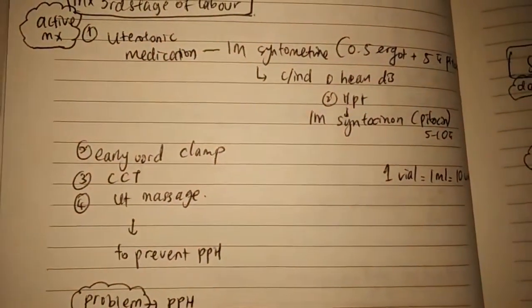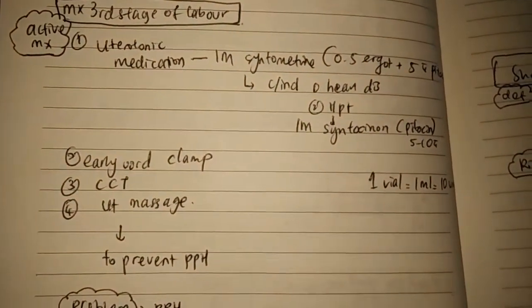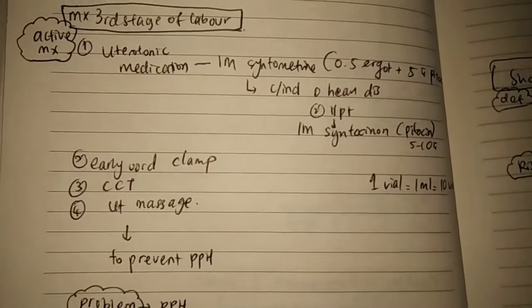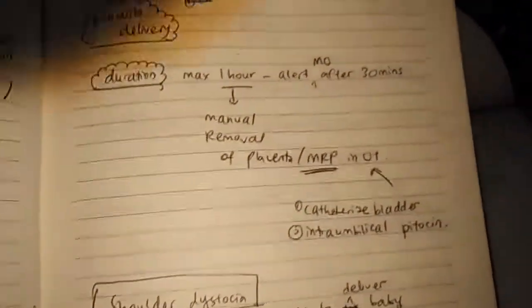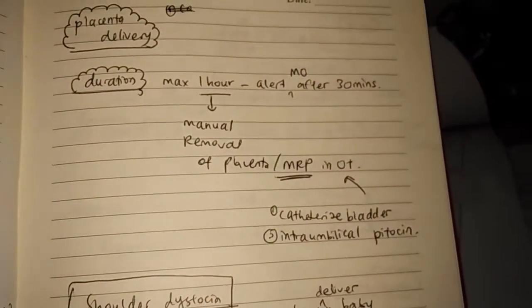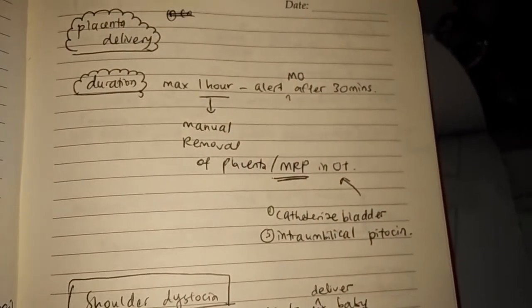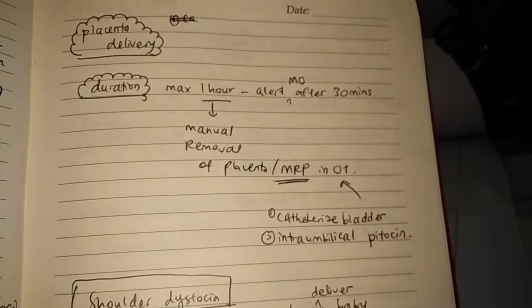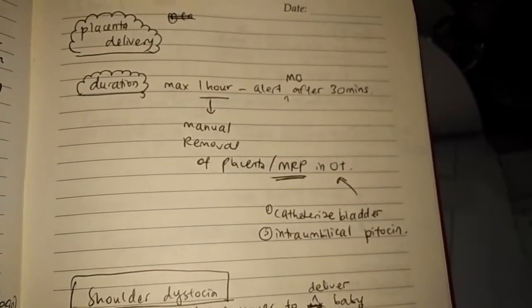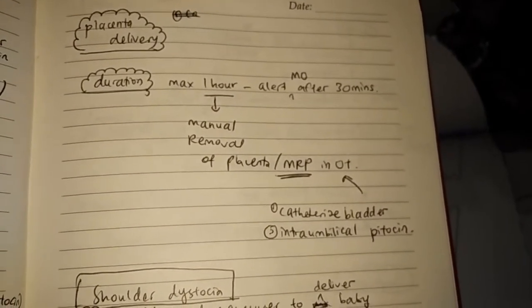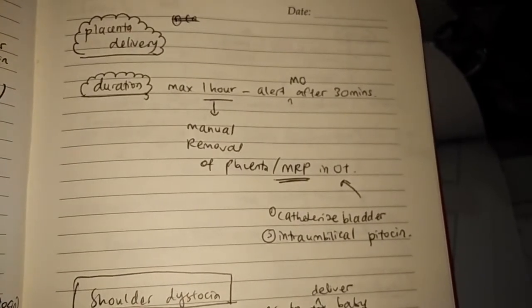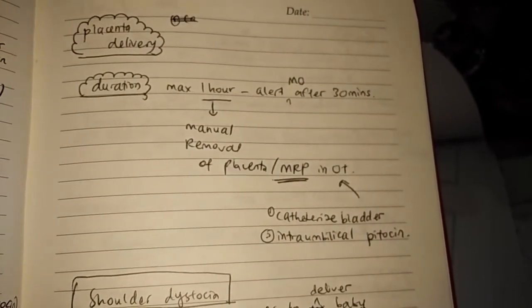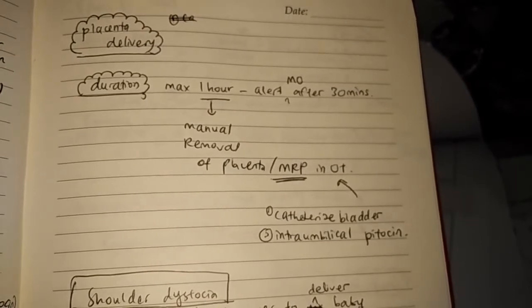Then number 2, do early cord clamping. Number 3, CCT. Number 4, uterine massage to prevent PPH. Placenta delivery, maximum duration 1 hour. We should alert the MO after 30 minutes. After 1 hour, the MO should do the manual removal of placenta, MRP, in the OT. Should catheterize the bladder and inject intra-umbilical pitocin.